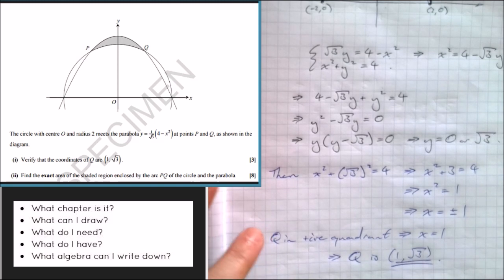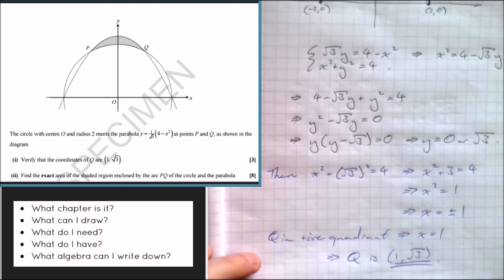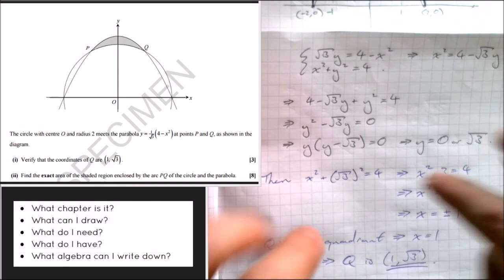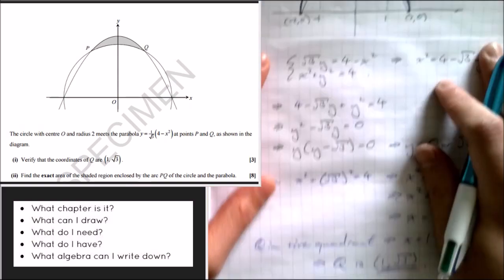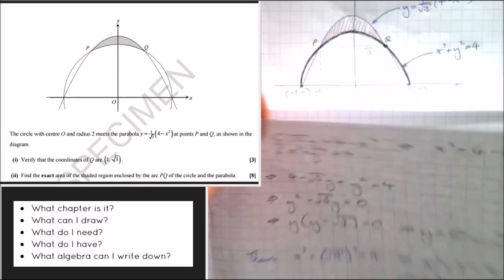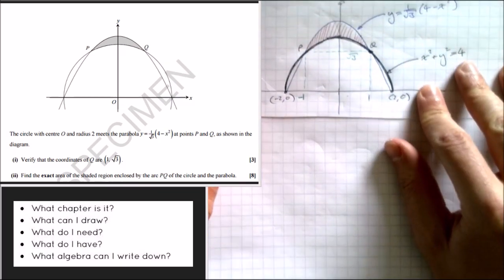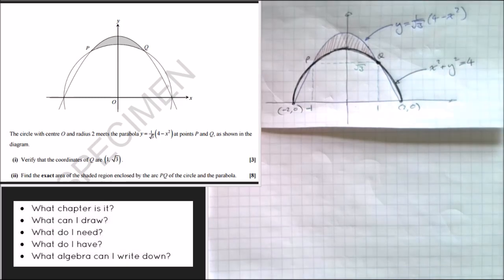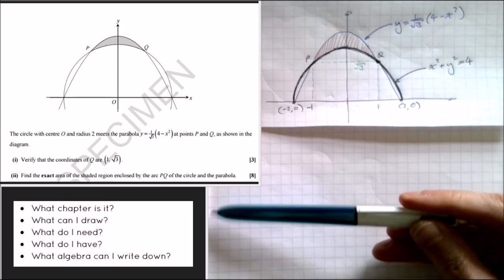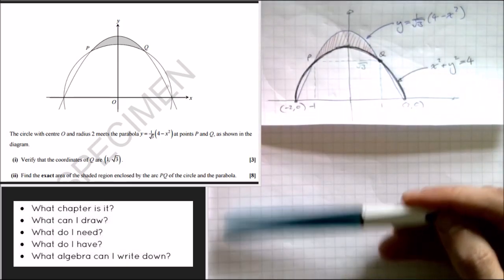Okay, that was only the 3 mark bit. It seems like the next bit's going to be a bit juicier. Find the exact area of the shaded region. Okay. Ooh, a bit of magic there, so that I can still have a diagram. Let's get stuck into this bit. This is going to be quite tricky. Let's ask ourselves these questions again.